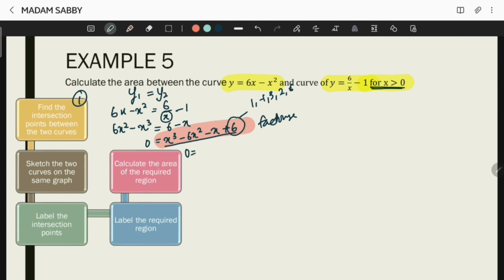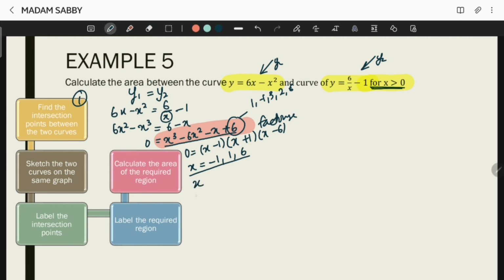So I'm just going to write down the final factorized equation, which is x minus 1, x plus 1, x minus 6. From here you get x equals negative 1, 1 and 6. Next, when you already have the x coordinates of the intersection points, you're going to find the y coordinates. To determine y, you can use either y1 or y2. I already calculated it for you.